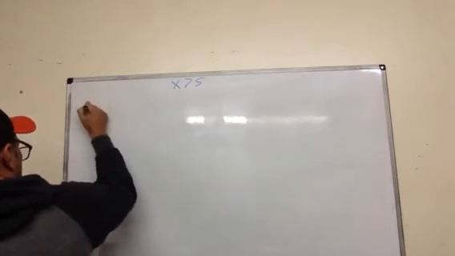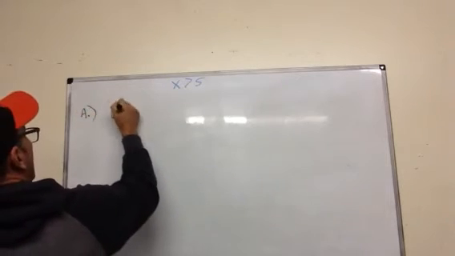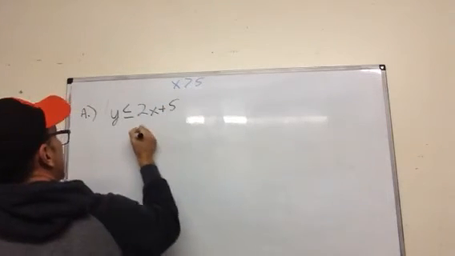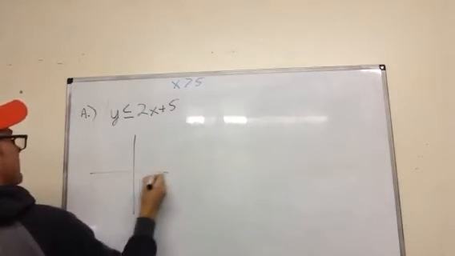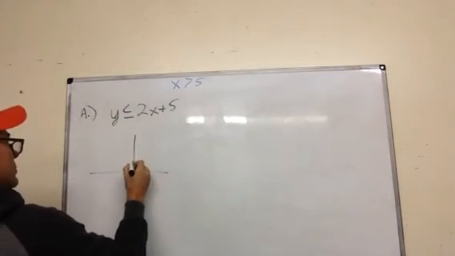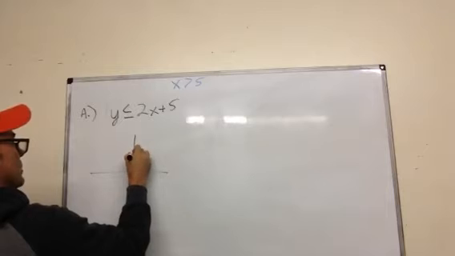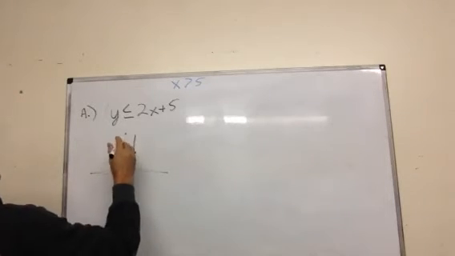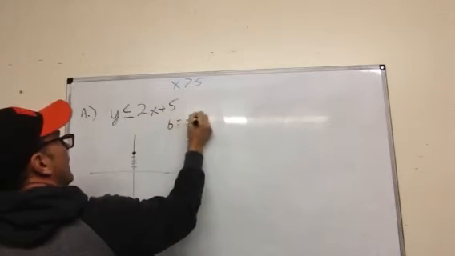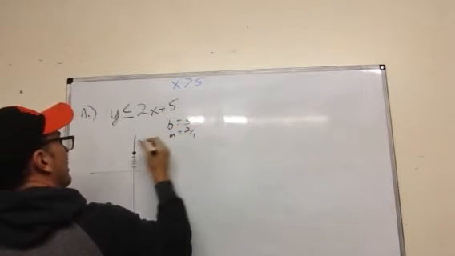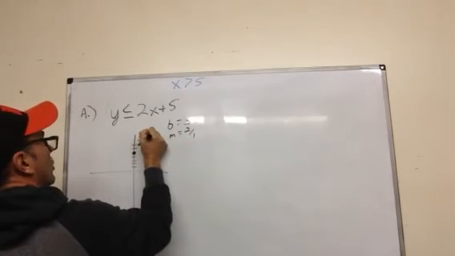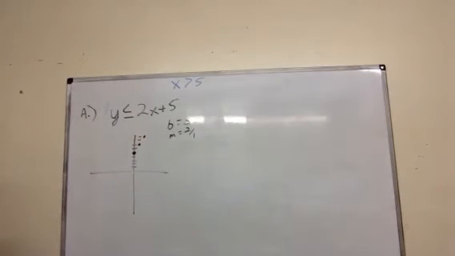So here's letter A. We have y less than or equal to 2x plus 5. Now remember when we're graphing, when it's in slope-intercept form, we start at the y-intercept. So we're going to start at 5. Somewhere around there. And our slope is 2. So we identify that our b value is 5, our m value is 2 over 1. So I'm going to go up 2 over 1. Up 2 over 1. We can see the direction of our line.